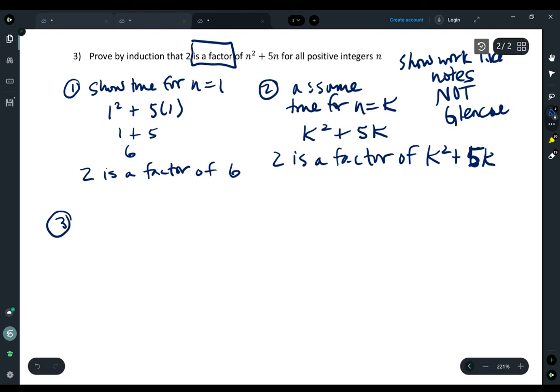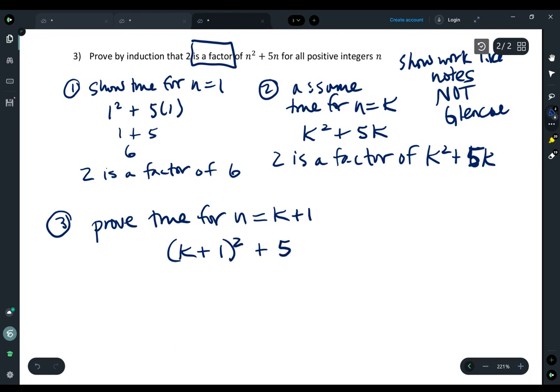And then our step 3 is we're going to prove that it's true for n equals k plus 1. So that means if I put k plus 1 in for both of those n's, and all of n is squared, so all of k plus 1 is squared, 5 times n, so I have to have 5 times parenthesis k plus 1. So now I need to show that this is a factor of 2, or that 2 is a factor of this, other way around.